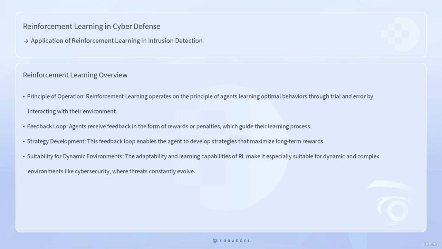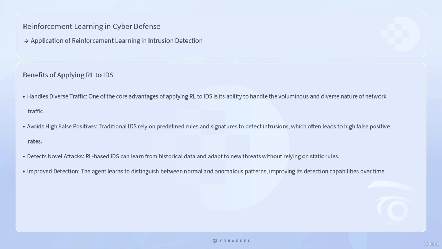constantly evolve. One of the core advantages of applying RL to IDS is its ability to handle the voluminous and diverse nature of network traffic. Traditional IDS rely on predefined rules and signatures to detect intrusions, which often leads to high false positive rates and an inability to detect novel attacks. In contrast, RL-based IDS can learn from historical data and adapt to new threats without relying on static rules. For instance, an RL agent can be trained using a dataset of network traffic where benign and malicious activities are labeled. The agent learns to distinguish between normal and anomalous patterns, improving its detection capabilities over time.